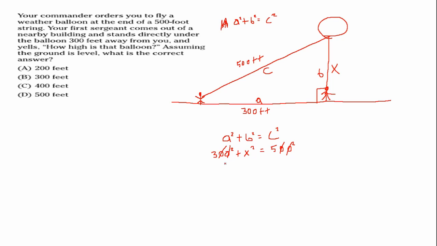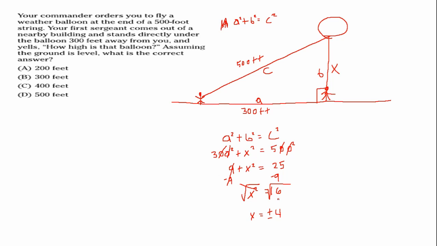So let's go ahead and work this out. 3 squared, 9, plus x squared just becomes x squared. 5 squared is 25. Now we're just solving for x. We're going to subtract 9 from both sides. 9 minus 9 is 0. 25 minus 9 is 16. I'm left with x squared equals 16. To get rid of the square, we're going to do the opposite, which is square root. That goes away. It becomes x equals the square root of 16, which is plus or minus 4.